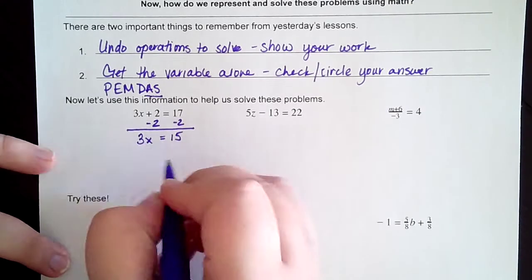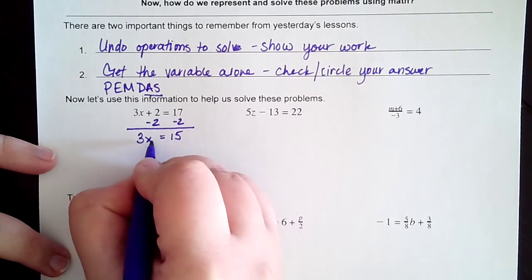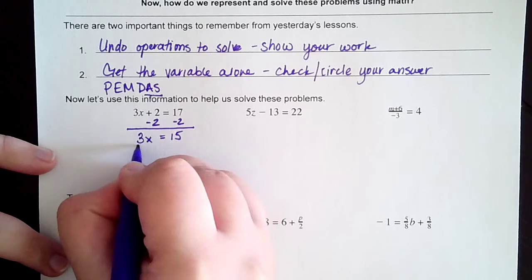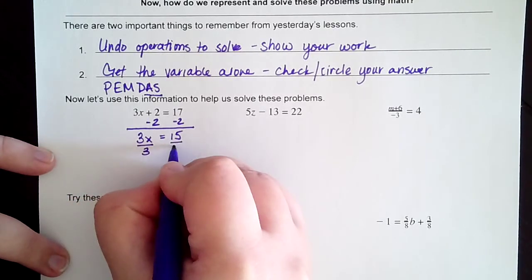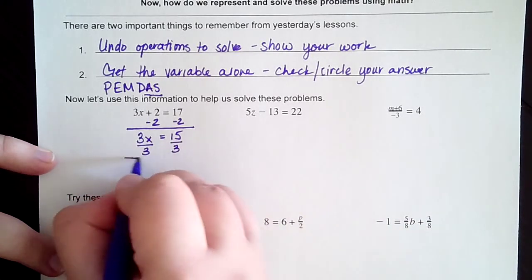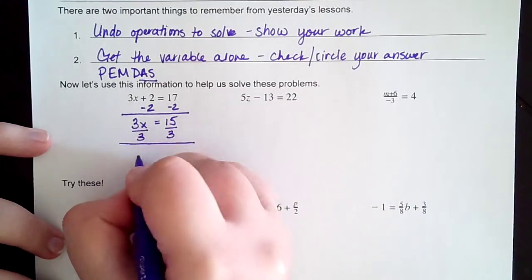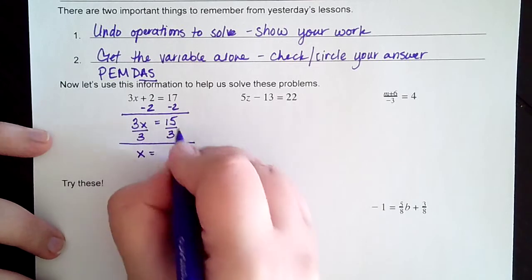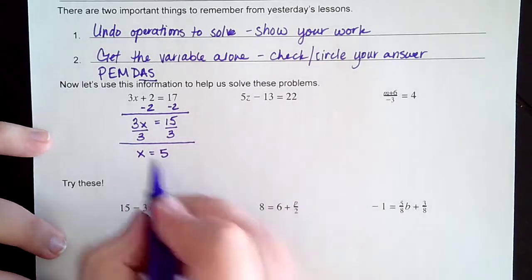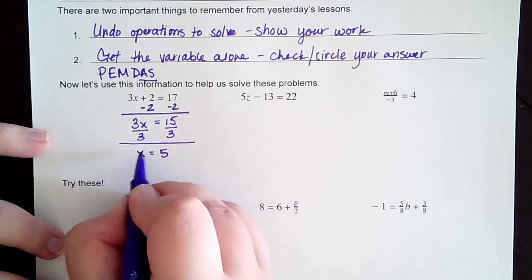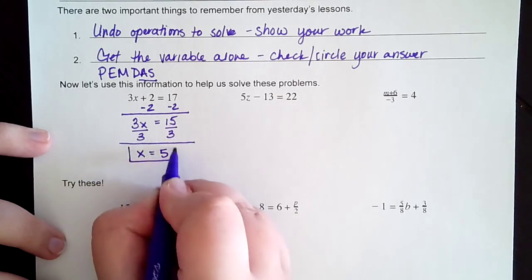Now the closest number to this would be 3. How do I undo multiplication by 3? I divide. Again, put my line to remind myself that's where another step started. 3 divided by 3 is 1. 15 divided by 3 is 5. Now that I have my variable isolated, I can box it.